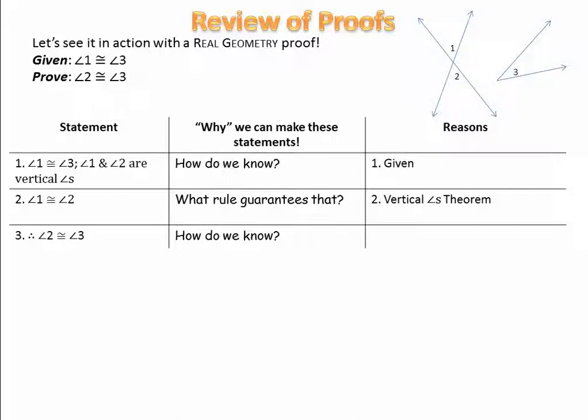So, therefore, angle 2 is congruent to angle 3. Well, how do we know that? That comes from the rule that we also learned called the transitive property. And that's going to be the end of this proof because I've proved what they've asked for.